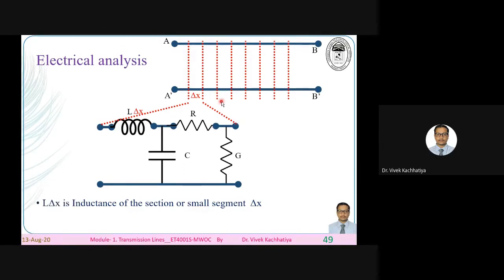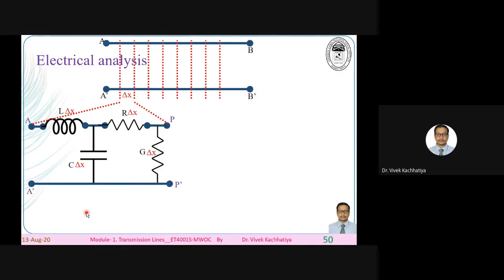Now the next element is R, resistance. This R is also ohms per meter. When I multiply it by delta x, R into delta x is the resistance of this particular length delta x. Similarly, C into delta x is the capacitance, in farads, and G into delta x is the conductance of this particular length of transmission line delta x. Now we will do some electrical analysis.